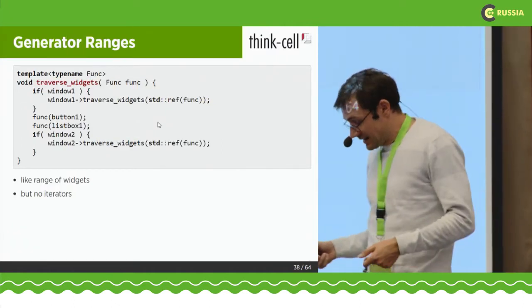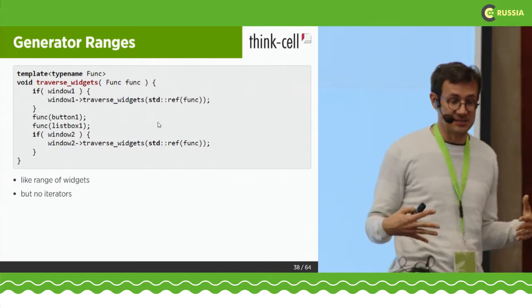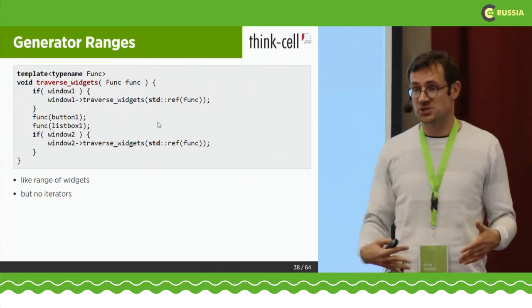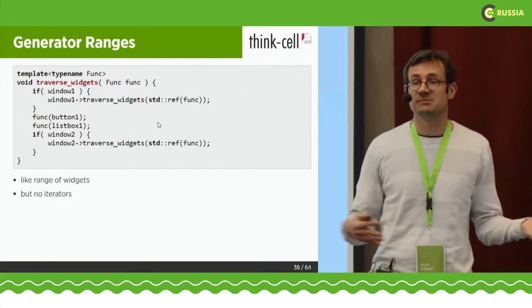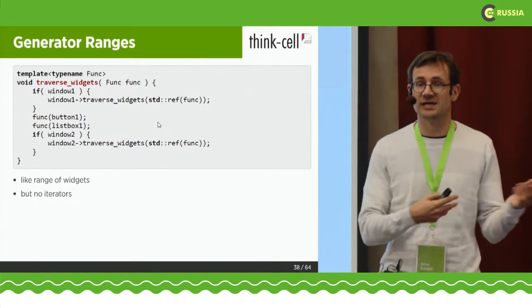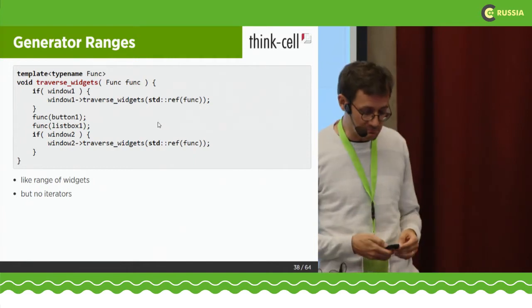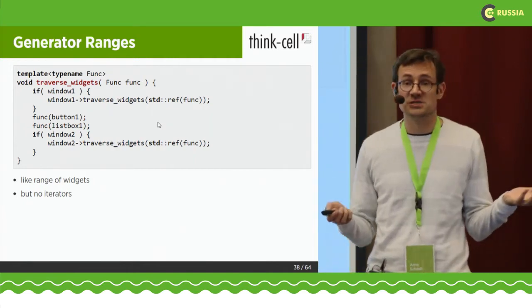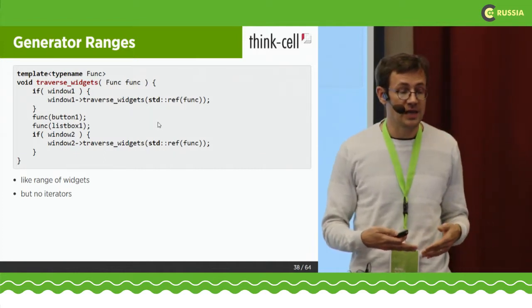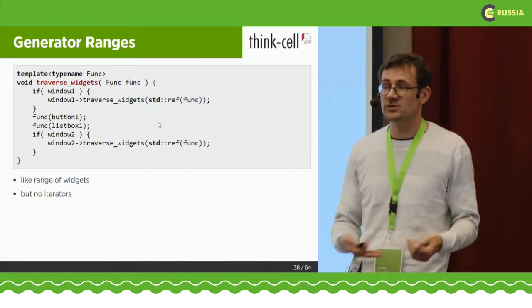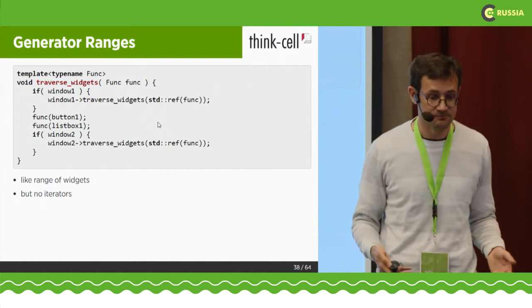Now, let's extend a little bit the definition of what a range is. So far, it's anything that has a beginning and an end, that you can get iterators from and iterate. But there are other situations where you have something that is like a range, where you are enumerating values, but you don't really naturally have an iterator.